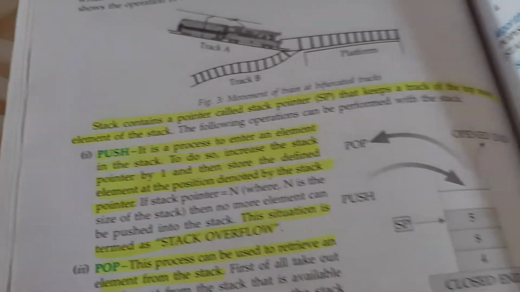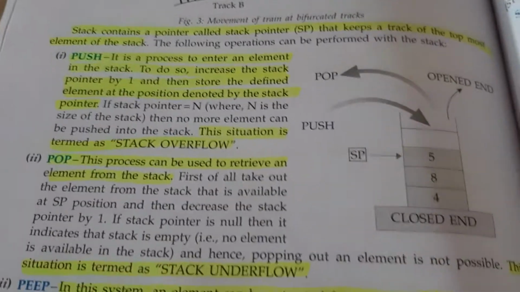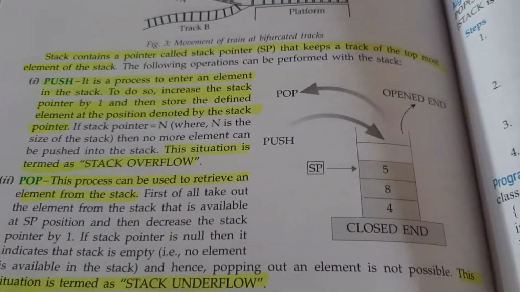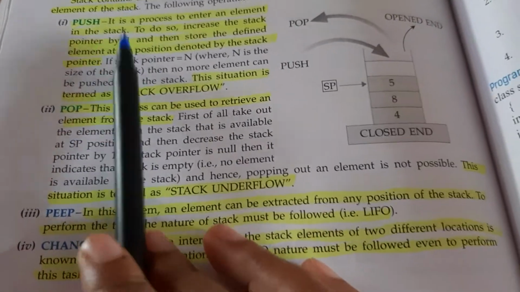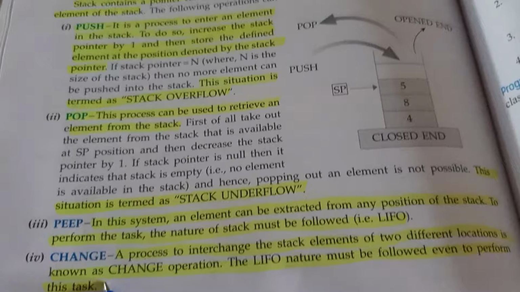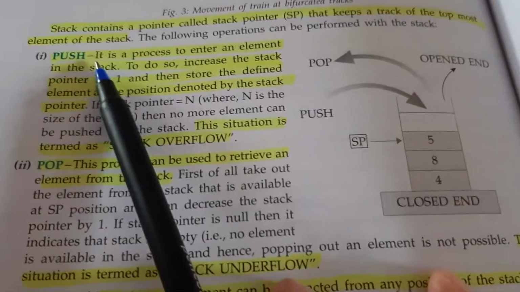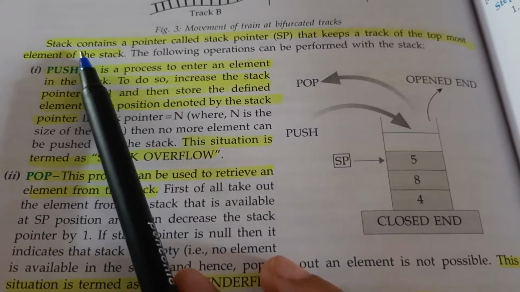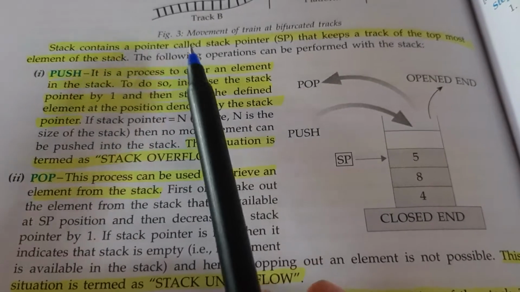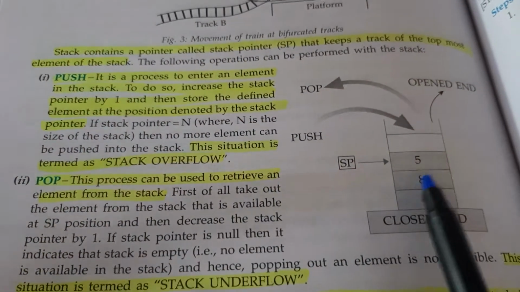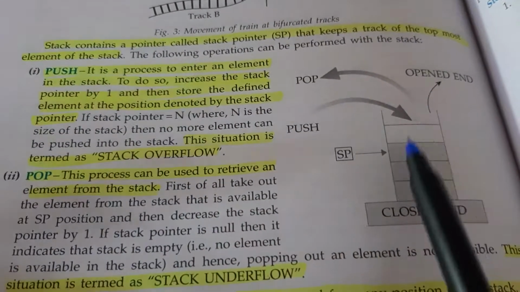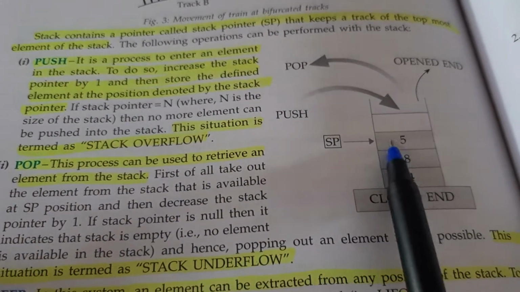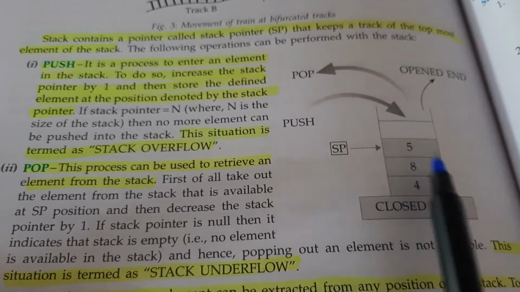Next, what are the operations that the data structure follows? These are the operations: push, pop, peep, and change. Now before we go to push, pop, peep, and change, let us understand what a stack pointer is. A stack pointer is a storage that is used to keep track of the topmost element. Now if you see here, this is called this 584.